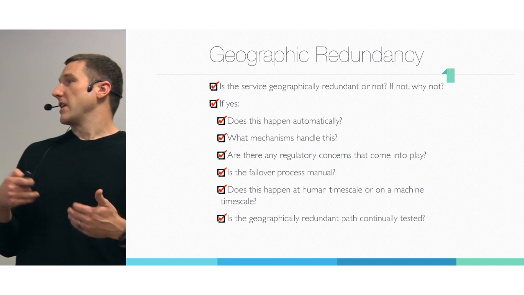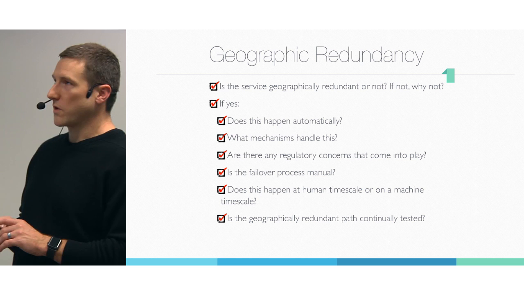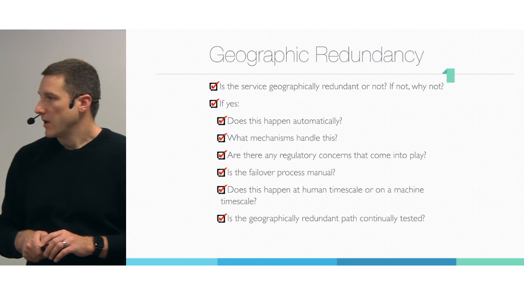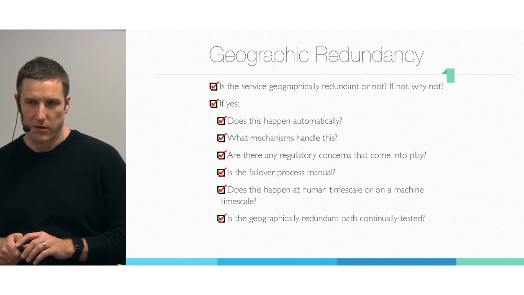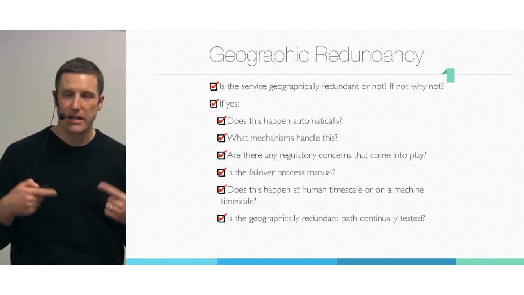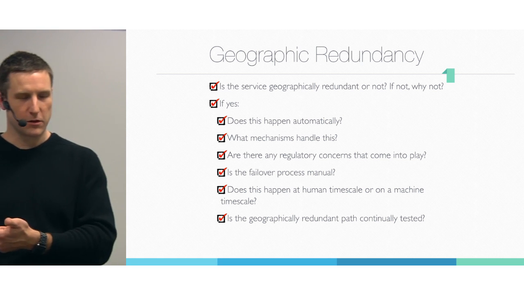If it's manual, or if it's not manual, then what's the time scale there, right? Is it machine time or is it human time? That's the most important question that you have to keep coming back to with any kind of failover. And in the case of geo failover, how are you testing that failover path?